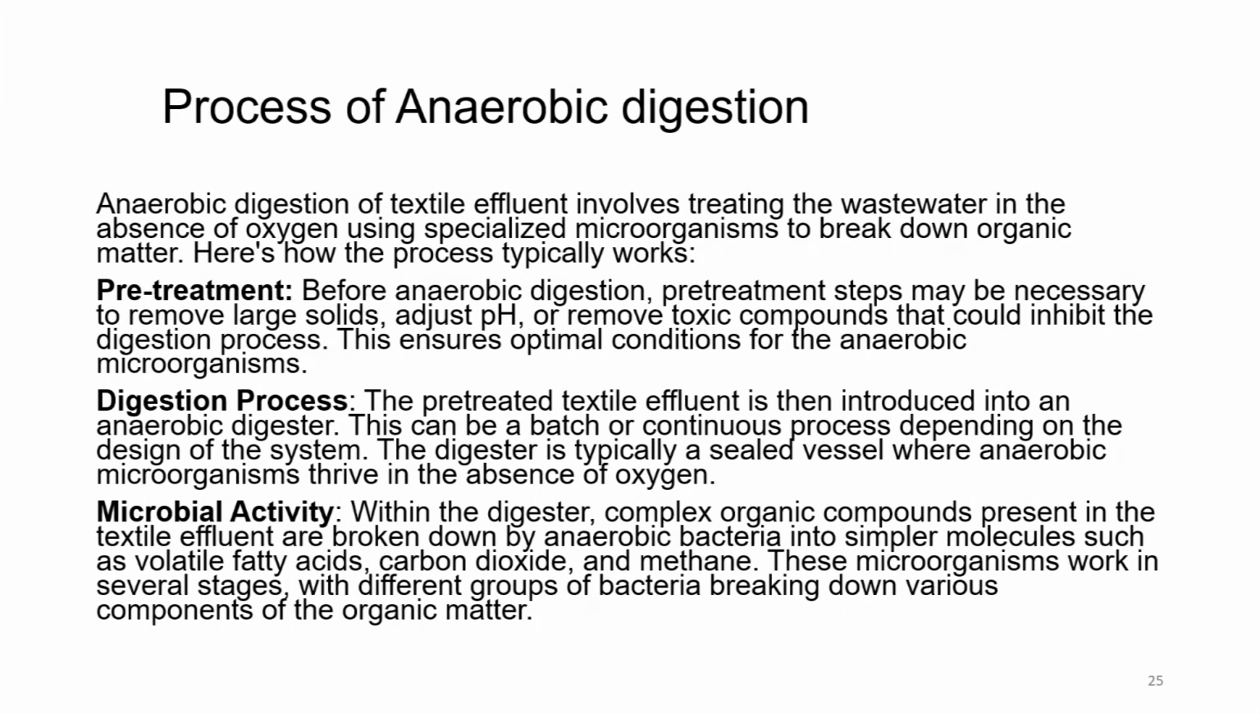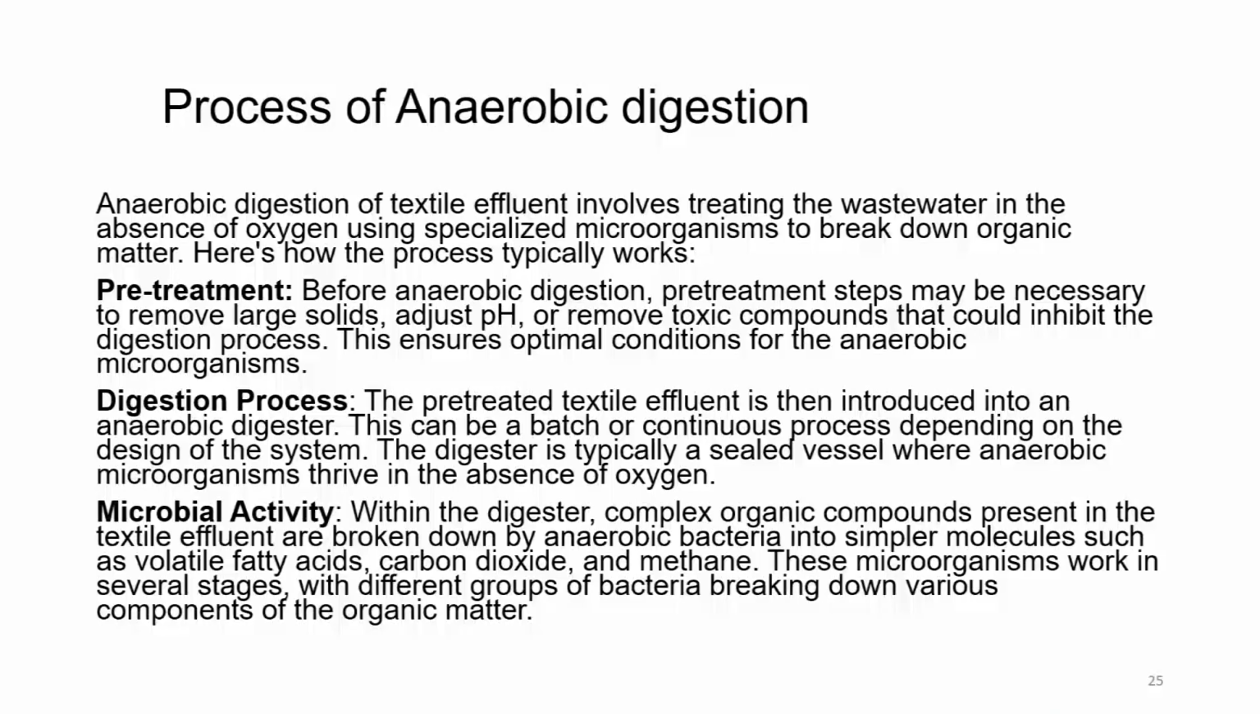This ensures optimal condition for the anaerobic microorganisms, because unless and until the large particles are removed, the pH is made equalizing to the microorganisms' existence, and all the major toxins that need to be removed are removed, then this process works very well. Digestion process. The pre-treated textile effluent is then introduced into an anaerobic digester. This can be a batch or a continuous process depending on the design of the system.